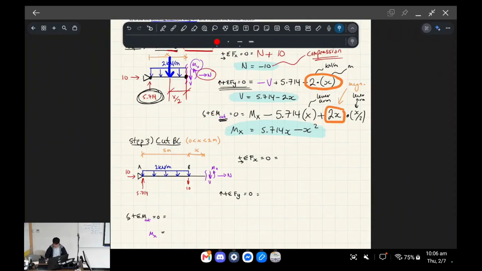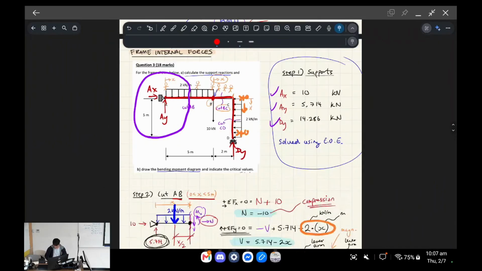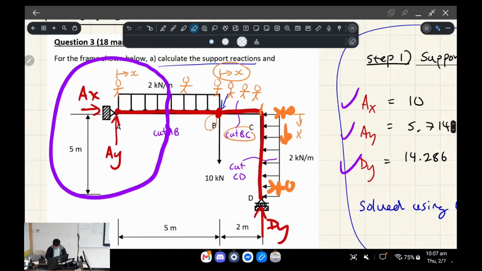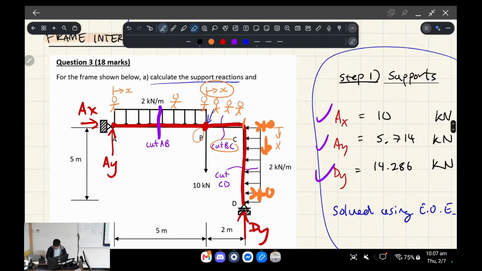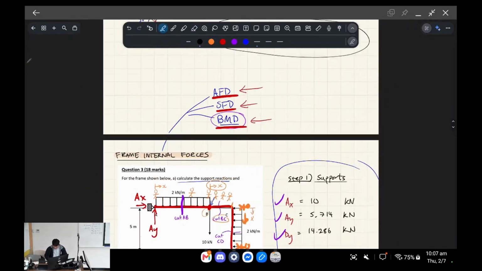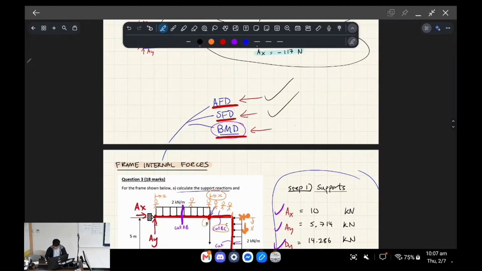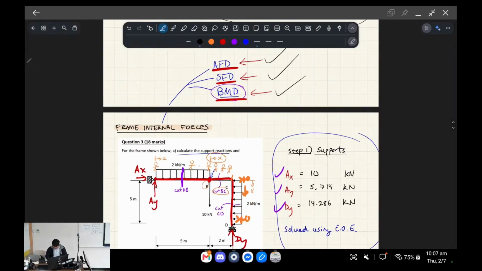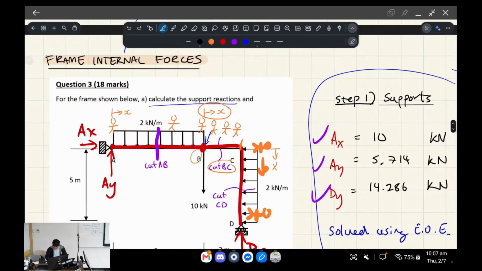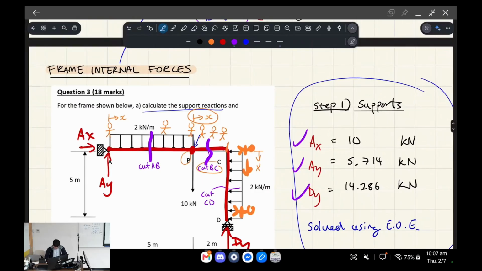All right. So, let's continue with this question. What we're going to do now is we've looked at cut AB and we've derived the line equations for the axial force diagram, the shear force diagram, and the bending moment diagram for this part of the beam. And you'll see how that plays out once we graph it all at the end. However, we need to now find line expressions for this part of the beam, from point B to point C.